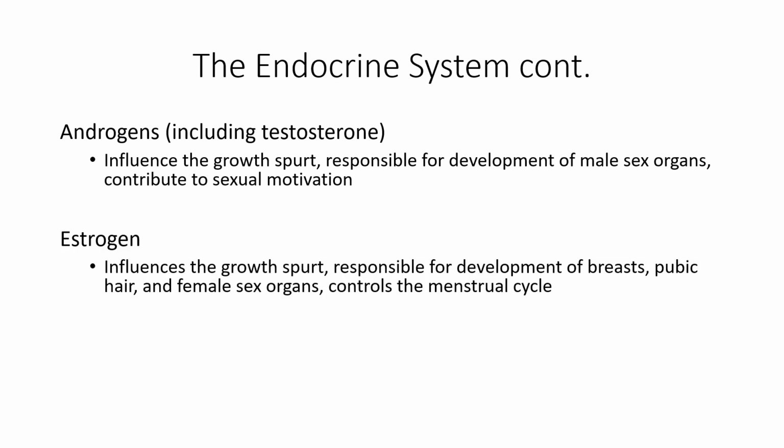Estrogen, on the other hand, and the others related to it, we're not going to get into too much detail, but estrogen is the main one in females that influences the growth spurt, development of breasts, pubic hair, and female sex organs, and controls the menstrual cycle. Now, both men and women contain both of these, but men mainly contain androgens and women mainly contain estrogen. We're talking biological sex here, not gender. Later on, we will talk about gender, but right now when I say male and female, I'm talking about biological sex.